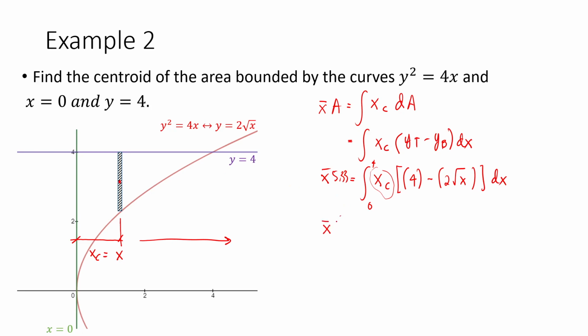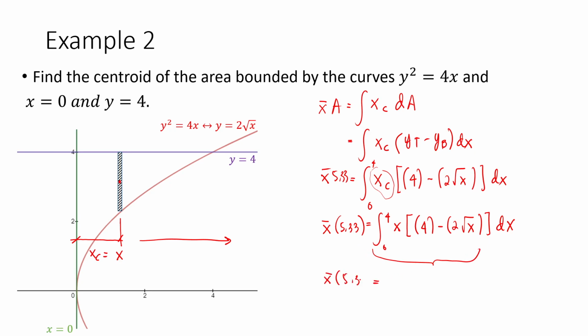So you're going to have bar x times 5.33 equals, so from 0 to 4, x, and then 4 minus 2 square root of x dx. Okay, so you have to solve first the right side. So x and then 5.33. So you may also distribute x to help your calculator. But pwede sa dili if you don't want.